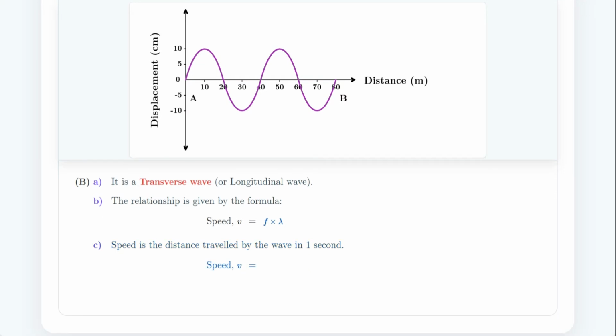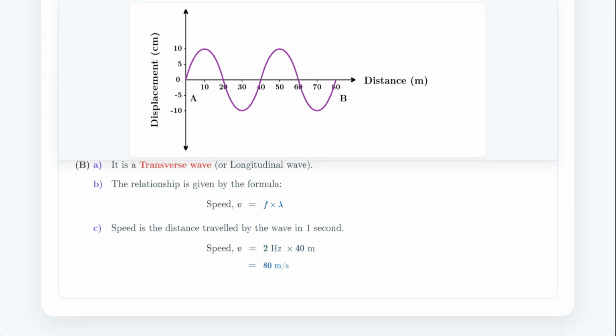So, speed v equals 2 Hertz times 40 meters, equals 80 meters per second.